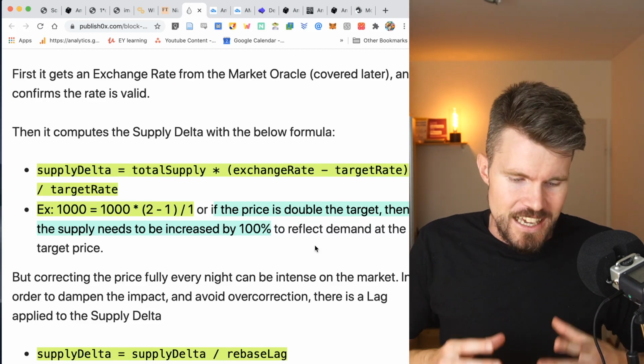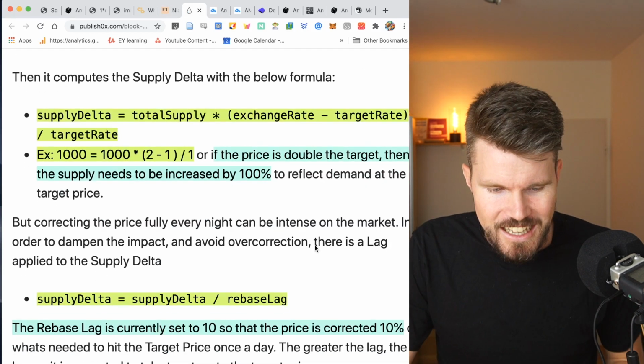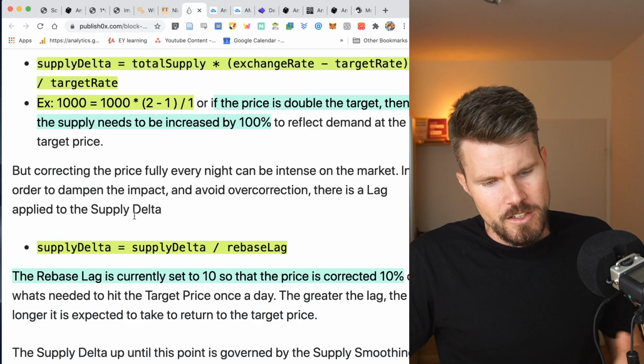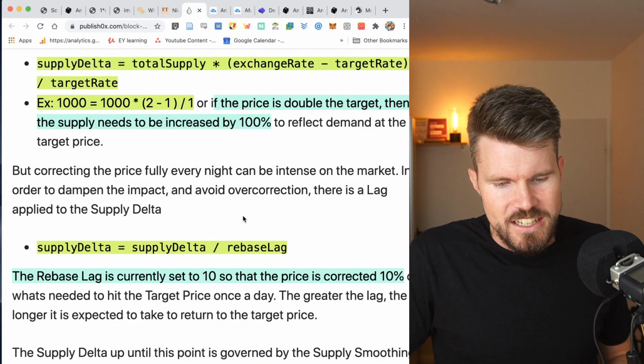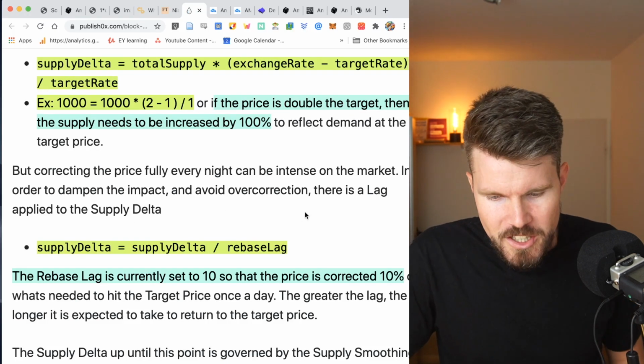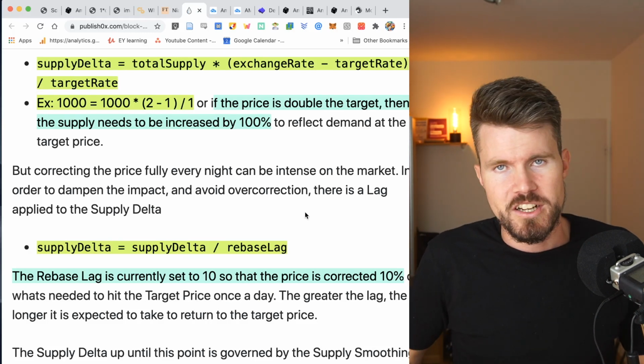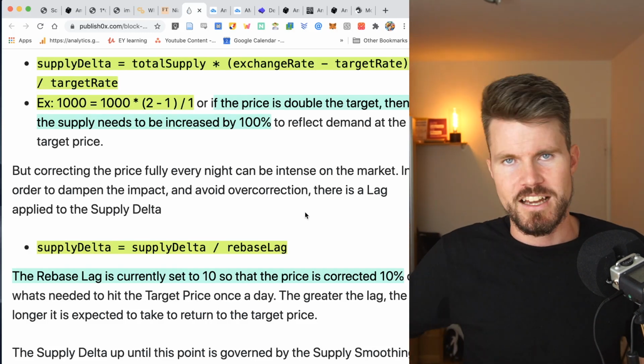That's why they have added something called rebase lag. So good explanation here. Correcting the price fully every night can be intense on the market. Way too many coins would just crash the market, and it would mean that the market would be super volatile every day.